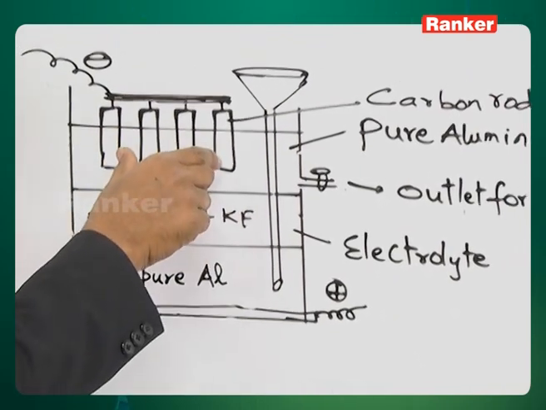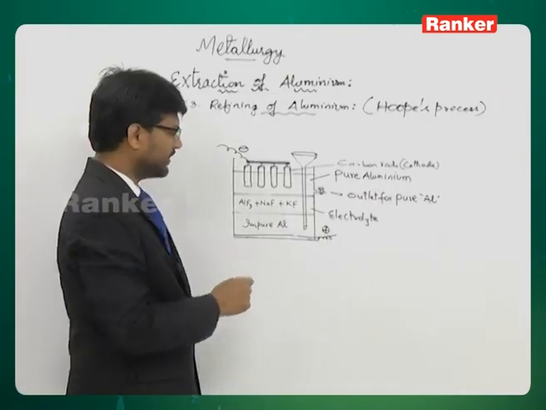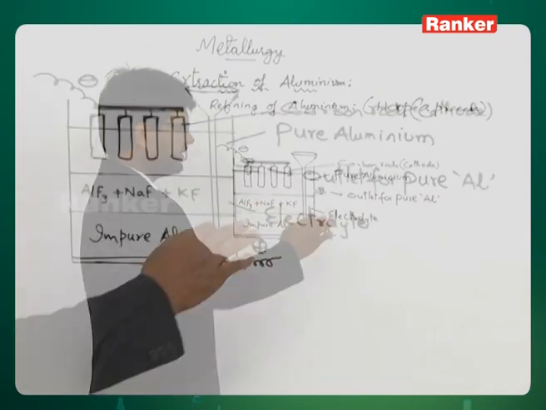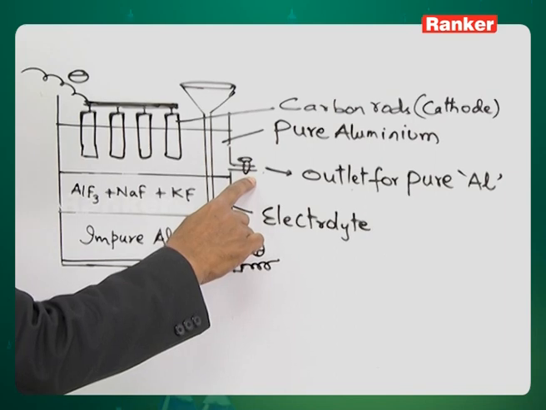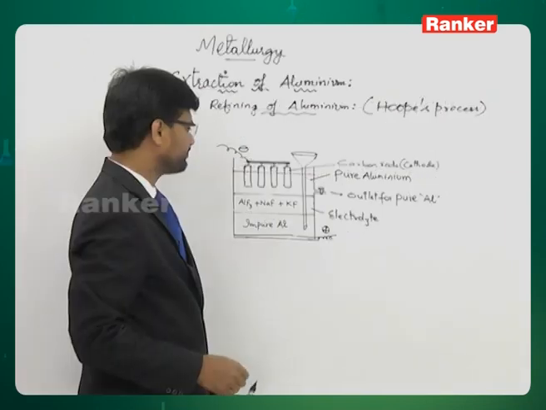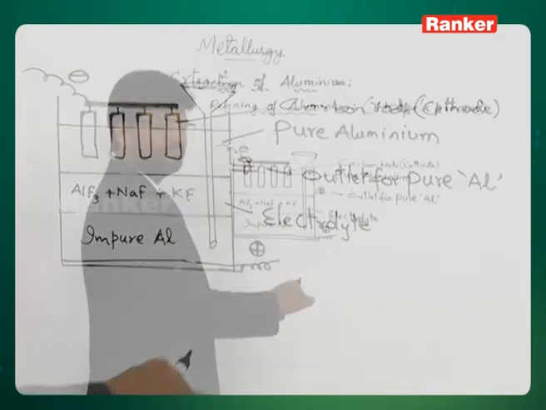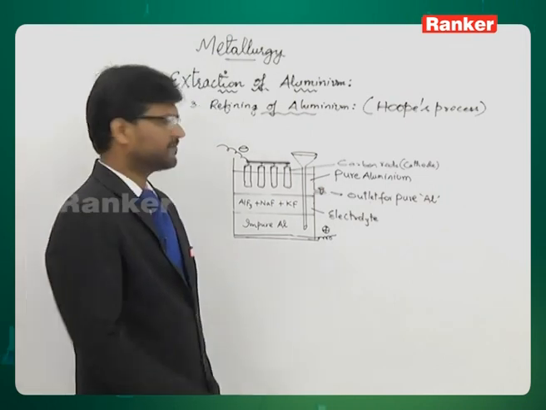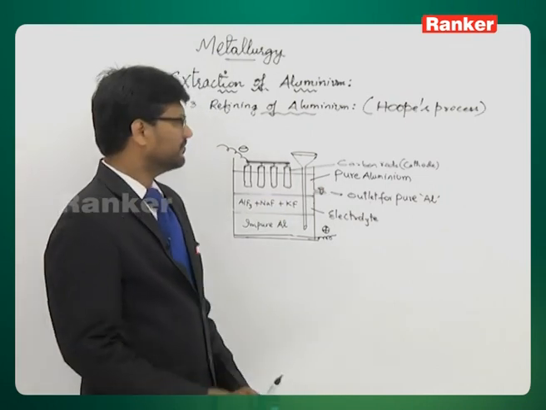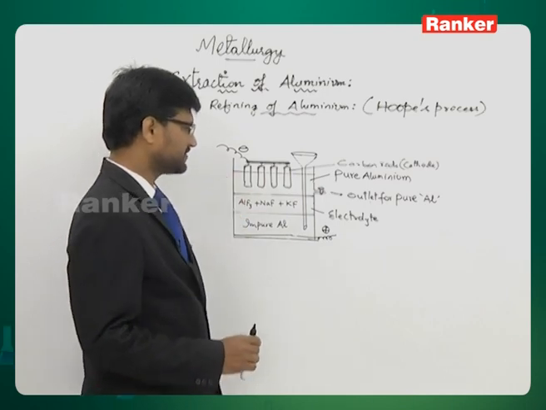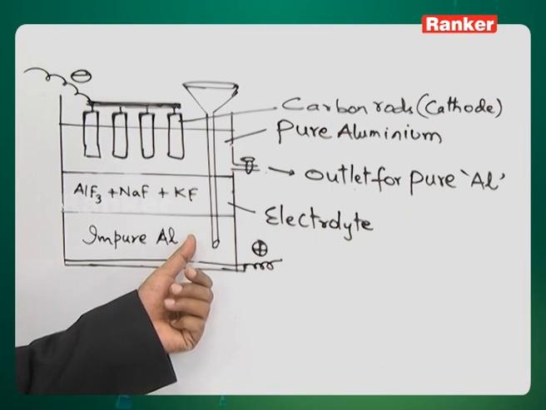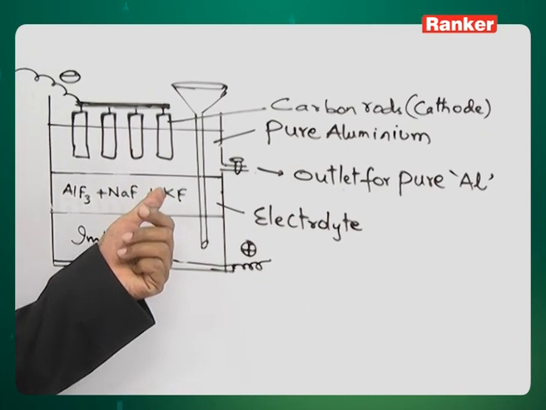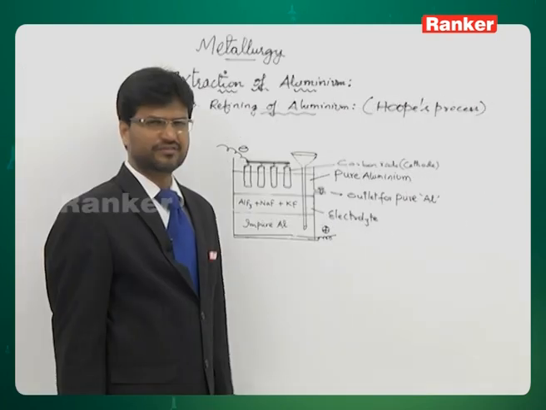Dipping in this layer we have carbon rods which act as cathode, and the impure aluminium carbon rod is present which acts as anode. Here we have an arrangement for tapping out pure aluminium through this outlet. And this is a funnel with a long stem provided, so that you can directly introduce impure aluminium to the bottom layer without disturbing the first two layers. Now, when you pass current into this, impure aluminium gets oxidized to Al3+ and enters into this compartment. Al3+ from the middle layer will enter into the top layer, gets reduced as Al.